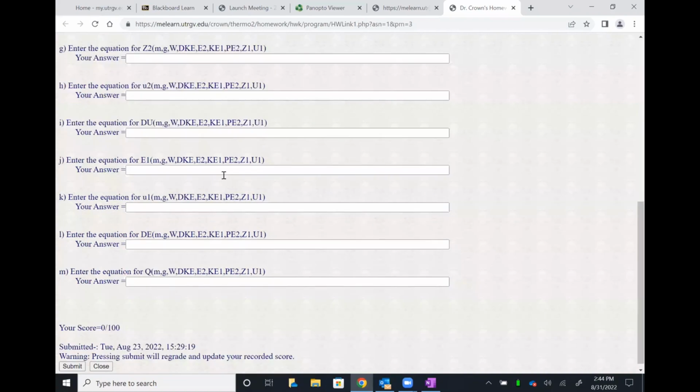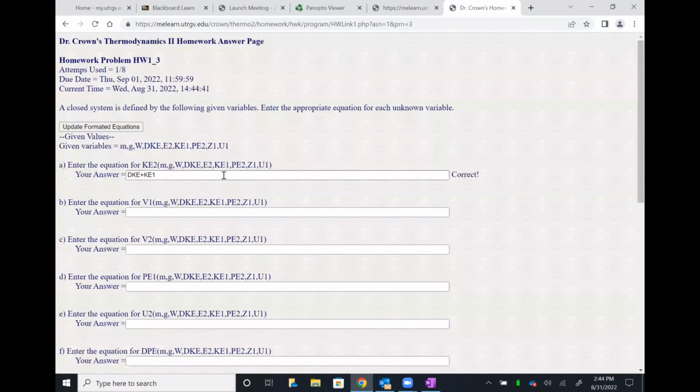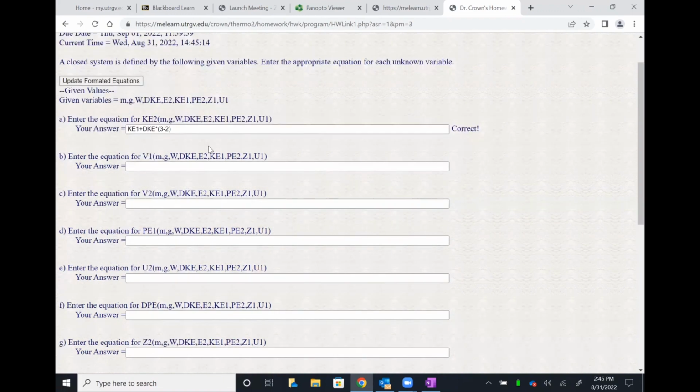Now, if you wrote it differently, if you wrote it as ke1 plus dke, let's say you even put times 3 minus 2, it would still evaluate to the same thing. 3 minus 2 is 1. 1 times dke is dke, and I'm adding ke1 to it. If I hit enter, it still says it's correct. So it doesn't matter how you put it in.